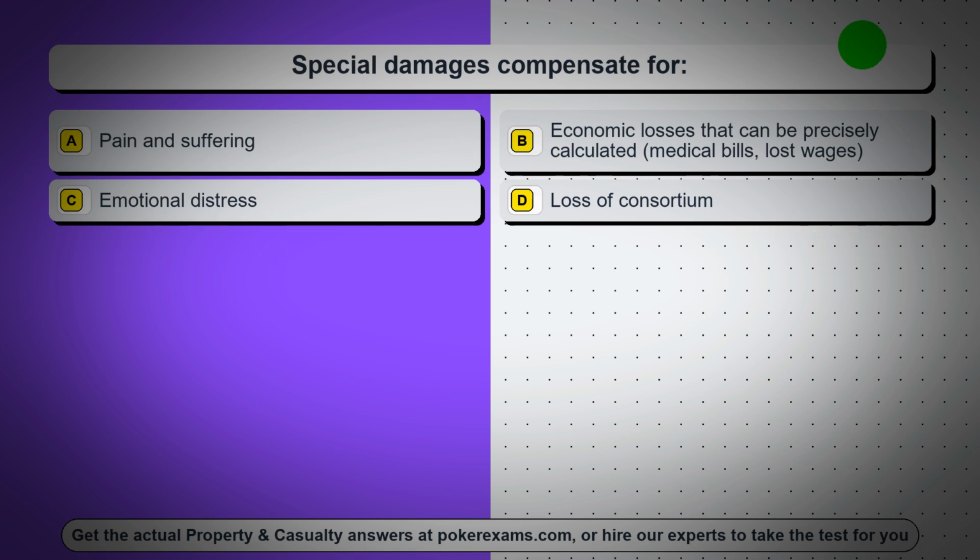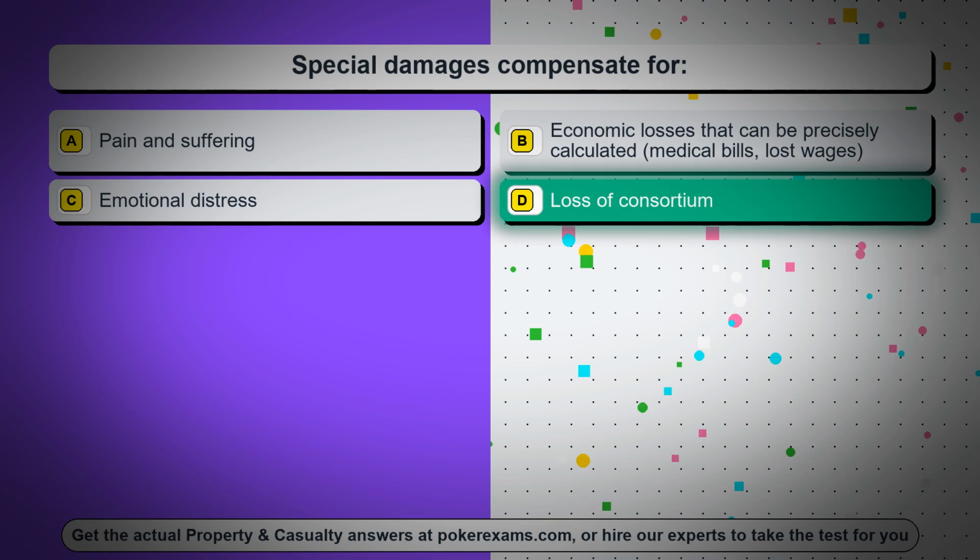Question 43. Special damages compensate for Option A, pain and suffering. Option B, economic losses that can be precisely calculated, medical bills, lost wages. Option C, emotional distress. Option D, loss of consortium. The correct answer is Option D.